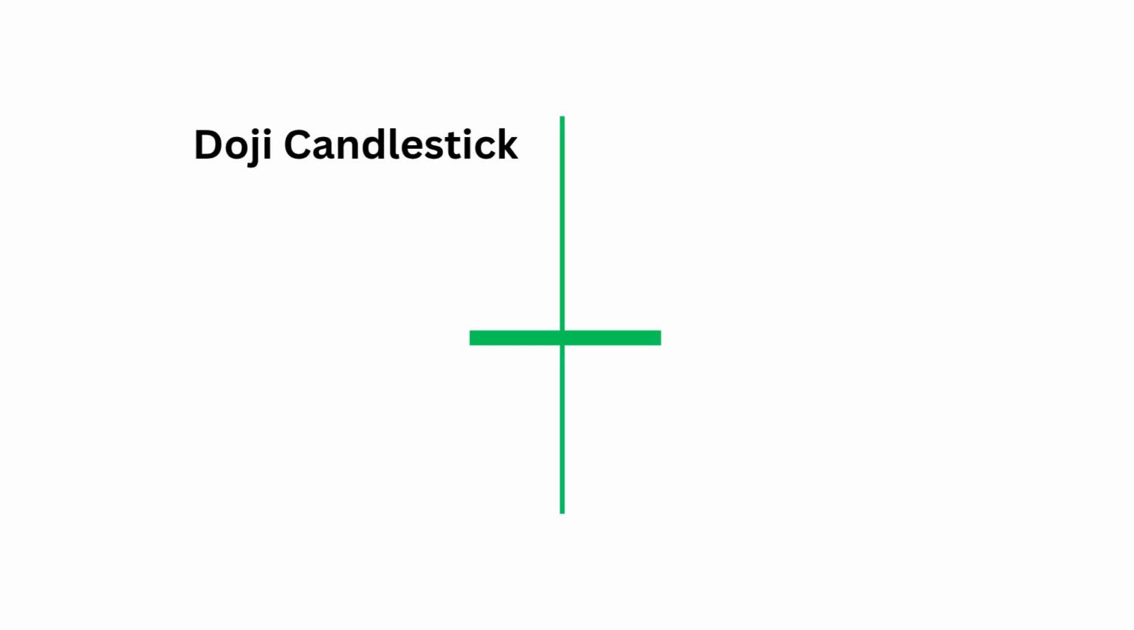Let's talk about one of the most powerful candlestick signals in trading, the doji. A doji forms when the price opens and closes at almost the exact same level. That means after all the movement up and down, the market ends up right where it started. The result? A candle that looks like a cross or a plus sign. This tiny little shape carries a big message.